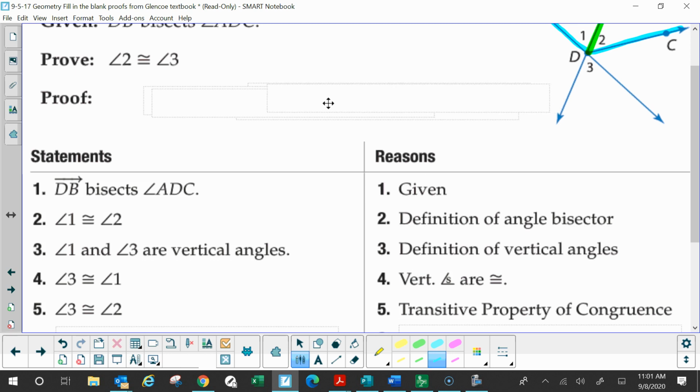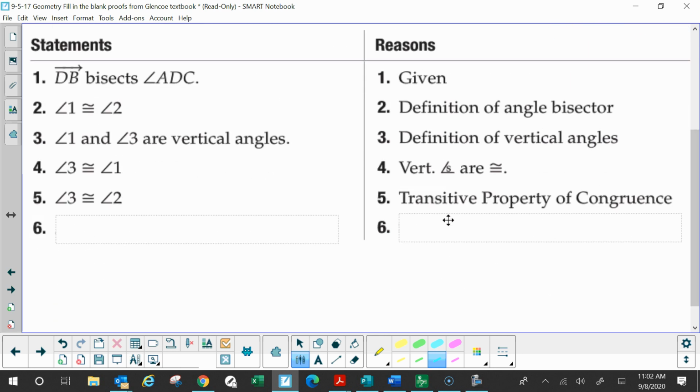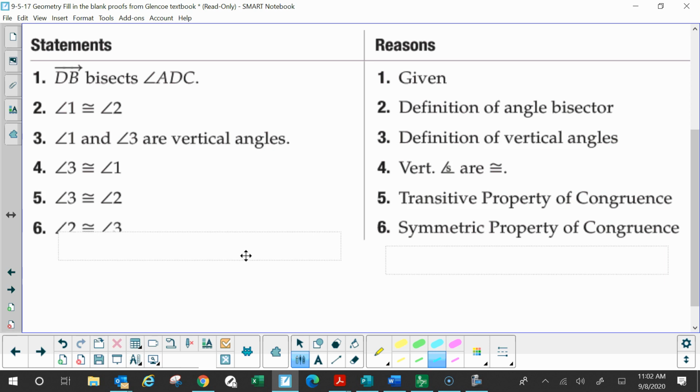So if we use the transitive property, angle 1 is congruent to angle 2, and then angle 3 is congruent to angle 1. You could also use substitution here. Do you see how we could take out the 1 right here? So angle 3 is congruent to angle 2. And then if you flip that around, that's what you're trying to prove. What property has them flipped around? Starts with an S. Symmetric property.